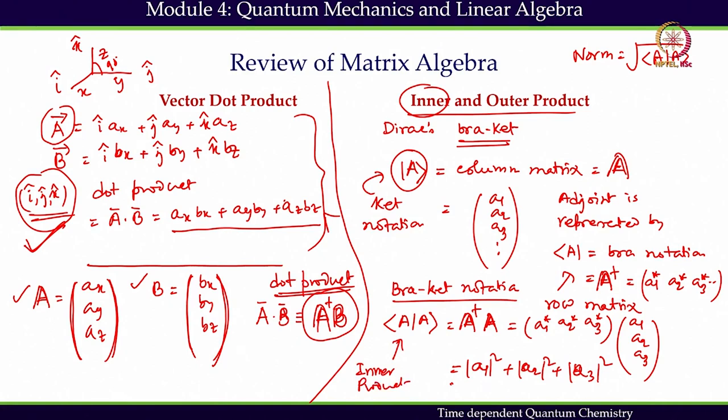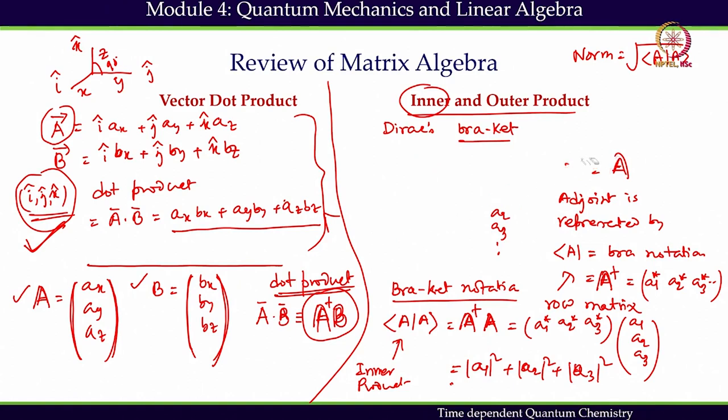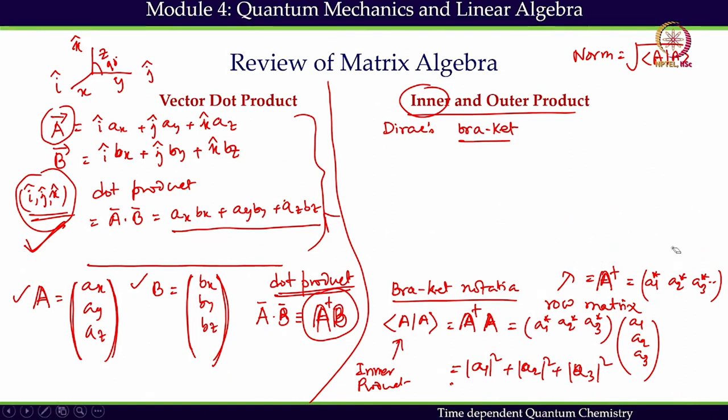Similarly, I can define the outer product as well, and the outer product is going to be the following. In this case, I will not have bracket, I will have ket bra. So, the outer product is given by ket bra, which means I have this multiplied by this. In the matrix form, this is the Dirac notation.